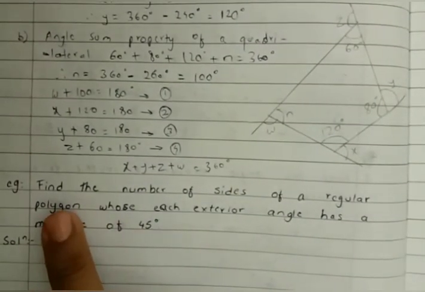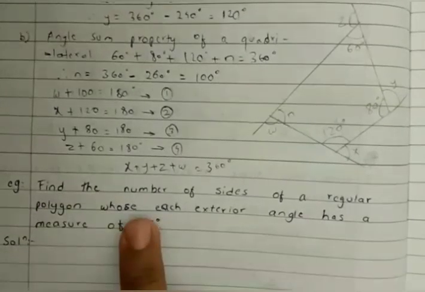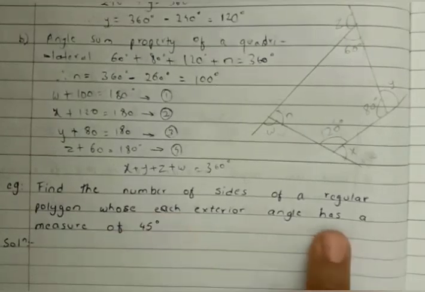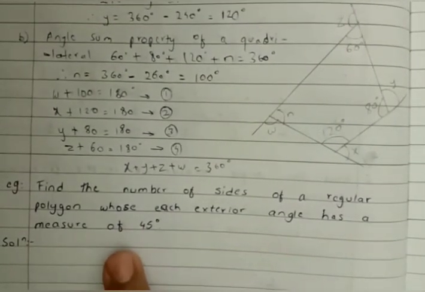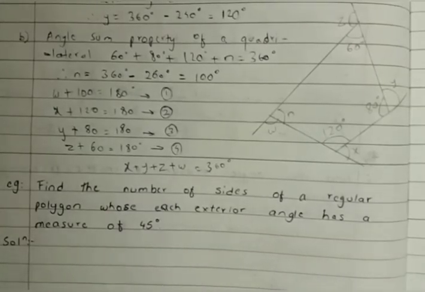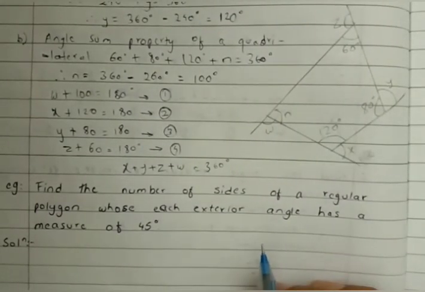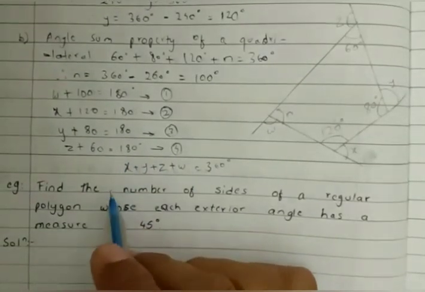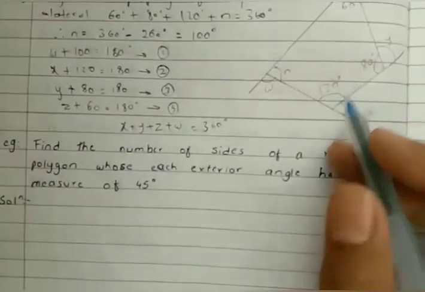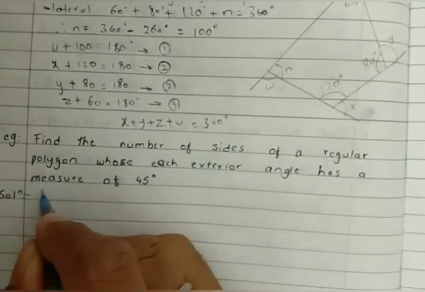Now we will see an example. Find the number of sides of a regular polygon whose exterior angle has a measure of 45 degrees. Okay, how will we solve this? You know that the measure of all exterior angles is equal to 360 degrees, right? So now write it over here.